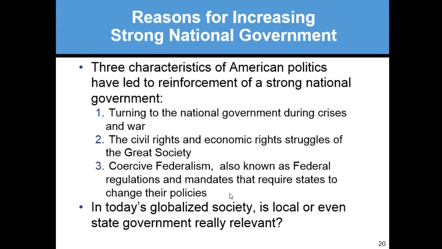In today's globalized society, the question is: is local or even state government really relevant, or is it all about national government? Should we still have this system of federalism?